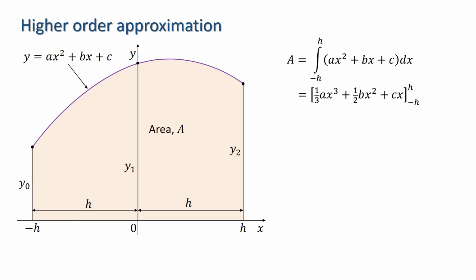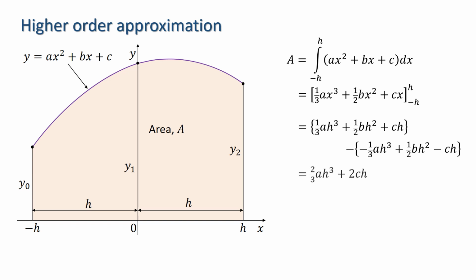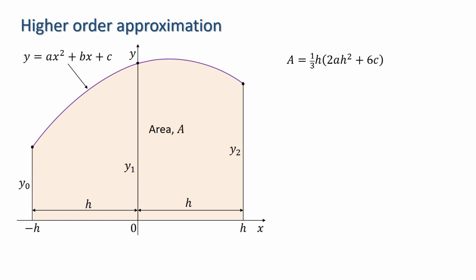Putting in these limits yields a third ah cubed plus a half bh squared plus ch, minus (minus a third ah cubed plus a half bh squared minus ch), which gives us 2/3 ah cubed plus 2ch. Tidying this up, we have the area equal to a third h times (2ah squared plus 6c). We want to write A in terms of y0, y1 and y2, which means unravelling 2ah squared plus 6c.